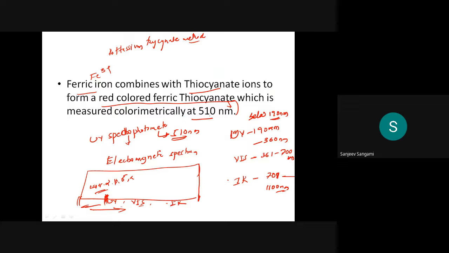Where exactly you are measuring, 510 nanometers, it will come in your visible region. So the instrument we are using, the UV spectrophotometer, we have to set for 510 nanometers. Then 510 nanometer light is going to hit the sample containing iron, and it will give the value in terms of milligram per liter. Then how exactly will it be determined?